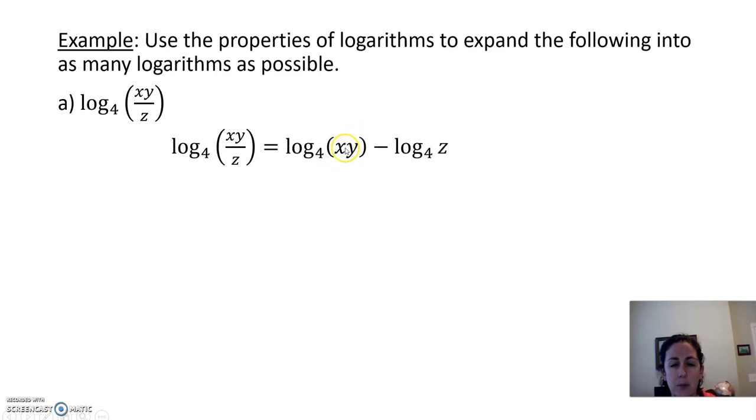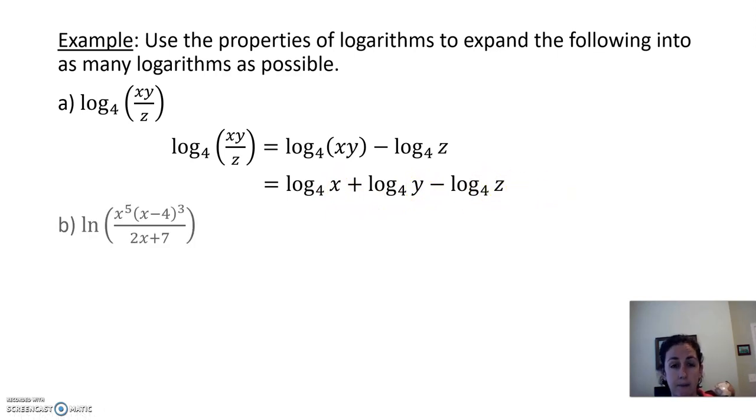And now we can separate this using that multiplication rule to get that this is log base 4 of x plus log base 4 of y minus log base 4 of z. Now notice I'm not taking the logarithm of two things being multiplied, divided, or all being raised to a power, so this one is done.